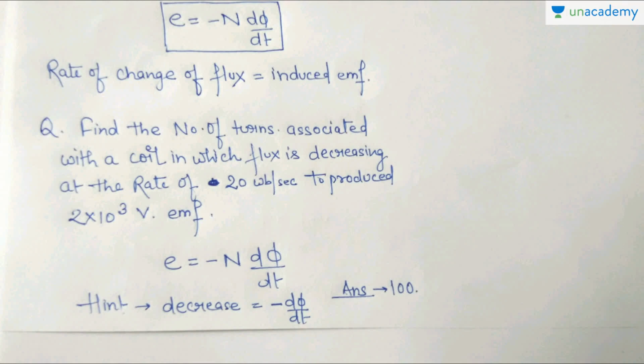Now, let us have a question. Find the number of turns associated with a coil in which flux is decreasing. Can you see this? This word is crucial: decreasing at the rate of 20 Weber per second. What does it mean? It means that d phi by dt is equal to minus 20. So you have to use minus 20 here to produce this EMF. You can put the value of EMF here, put minus 20 here, and the number of turns can be answered as 100.